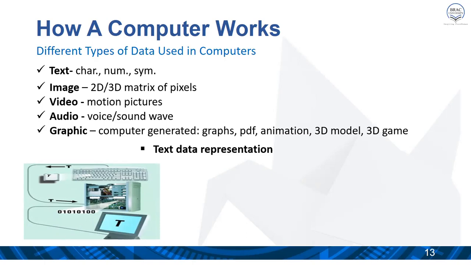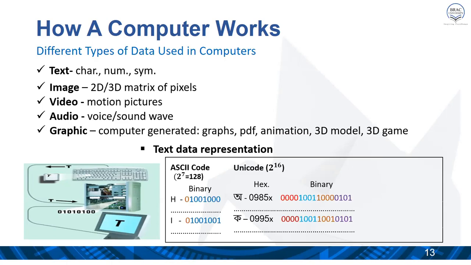I already explained the ASCII code in our previous example. So now I am going to discuss the Unicode. The Unicode represents different characters, numbers, and special symbols of other languages such as Bengali, Arabic, Chinese, and so on.